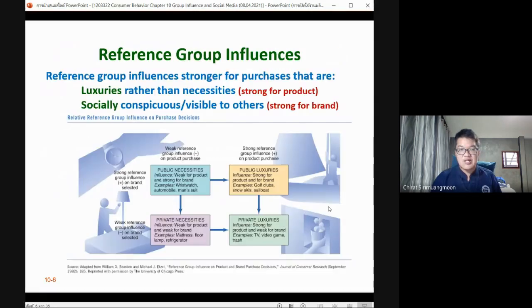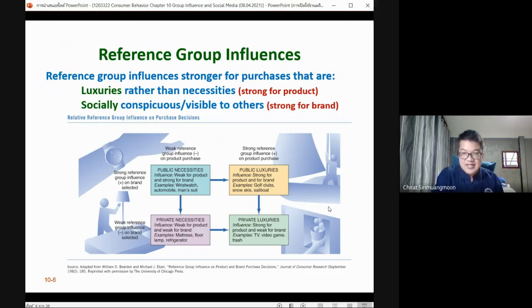So in order to make it more clear, I would like to show these pictures. So this is how reference group influence works. Again, we have the first dimensions about public and private, luxury and necessity. In this case, please remember luxury and necessity is about the products. But publicly and privately is about the person, right? So this is for brand. How I remember it: luxury means you want other people to see that you use expensive products. So this is product oriented. But socially is you need other people to perceive that you use a very good brand. So this is brand oriented.